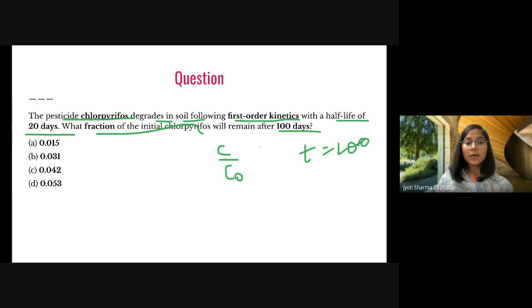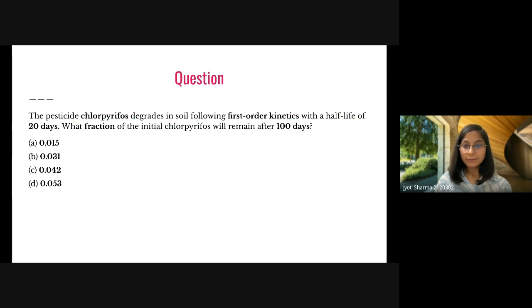And this is a first order reaction. So again, firstly we will calculate the rate constant k. We will put that rate constant into our integrated form of the first order reaction, and then we will calculate this C upon C node. So how can we do this? Let's see.